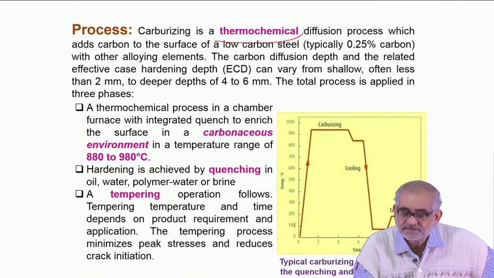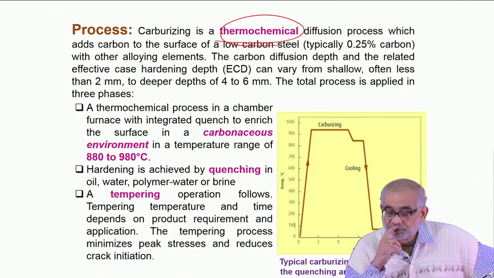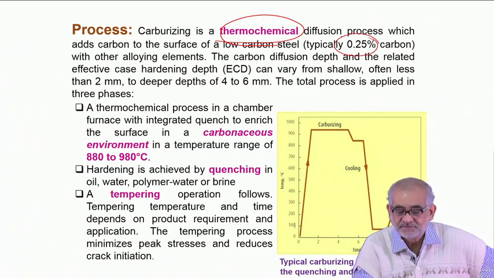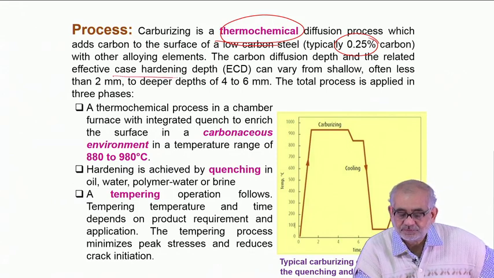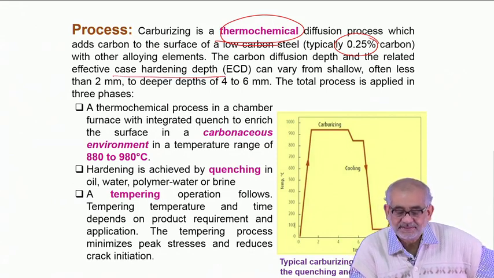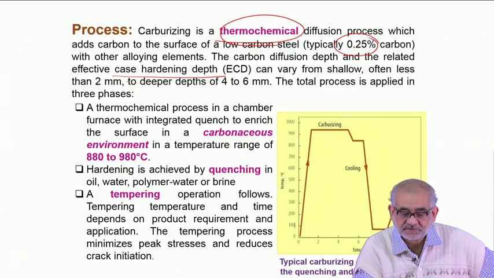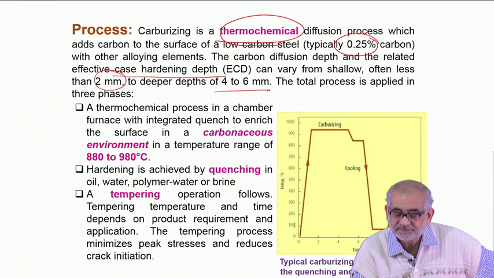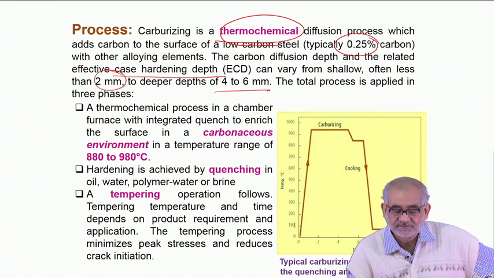So, as I said, this is a thermochemical process, diffusion controlled. We start with a low carbon steel, which may have other alloying elements, but we produce carbon penetration up to a certain depth, which can be a millimeter or certainly less than 1 or 2 millimeters, but if needed we can go even up to 6 millimeters. So, the effective case depth can be as high as 6 millimeters.